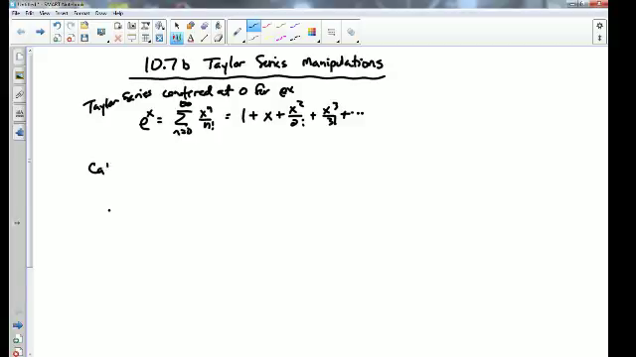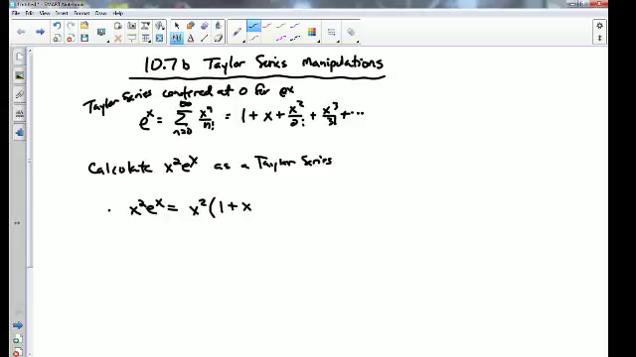Okay, so calculate x squared e to the x as a Taylor series. What do you think you could do? Multiply, right? And you actually have to do the multiplication here, so just distribute, right? Algebra.